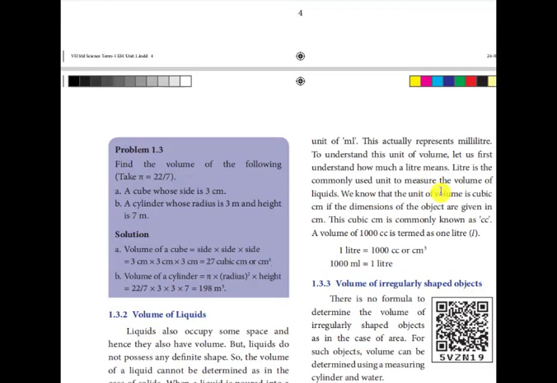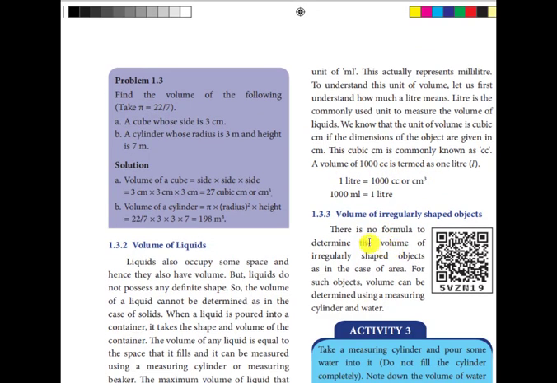You know, liter is commonly used to measure the volume of liquids, is it not? Then cc means cubic centimeter. A volume of 1000 cc is termed as 1 liter. 1 liter is equal to 1000 cc or centimeter cube. 1000 ml is equal to 1 liter. Notice this important point.